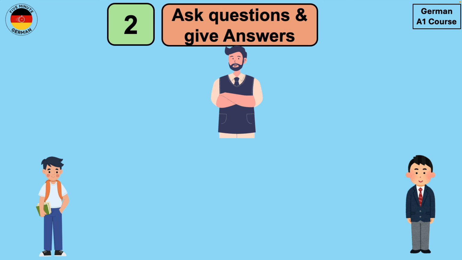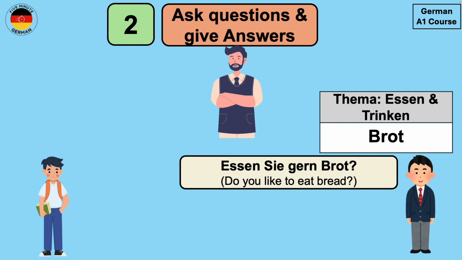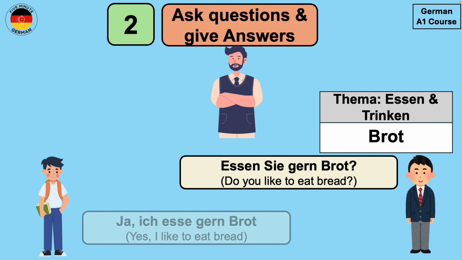Now the other person receives a card with the word Brot on it. Then he or she can ask, Essen Sie gern Brot? Do you like to eat bread? And you can say, Ja, ich esse gern Brot. Yes, I like to eat bread. So this is how this section will look like, that each one of you will receive a card and then you will have to ask a question to the other person and also answer the questions from the other person.